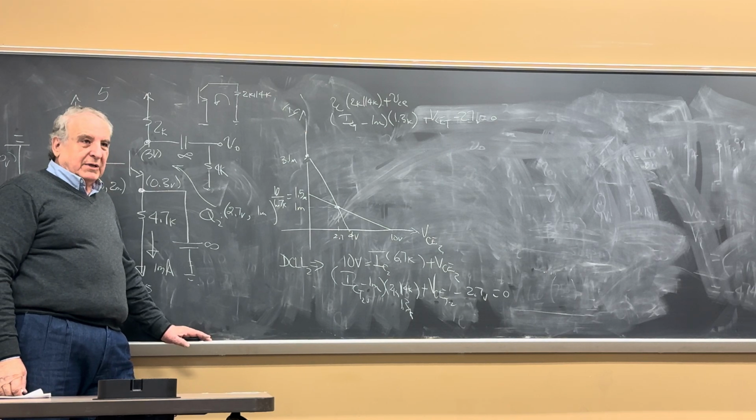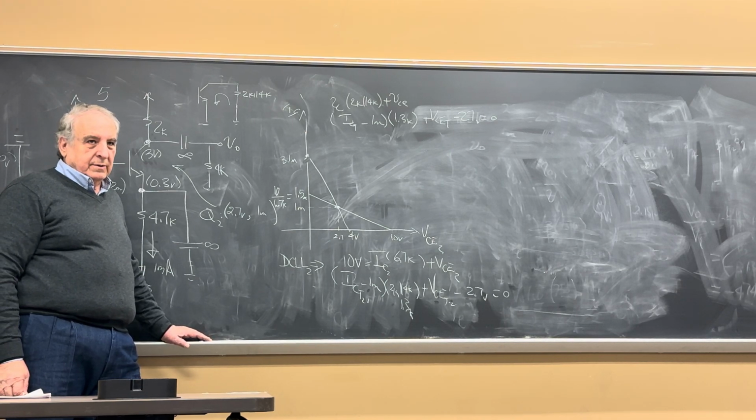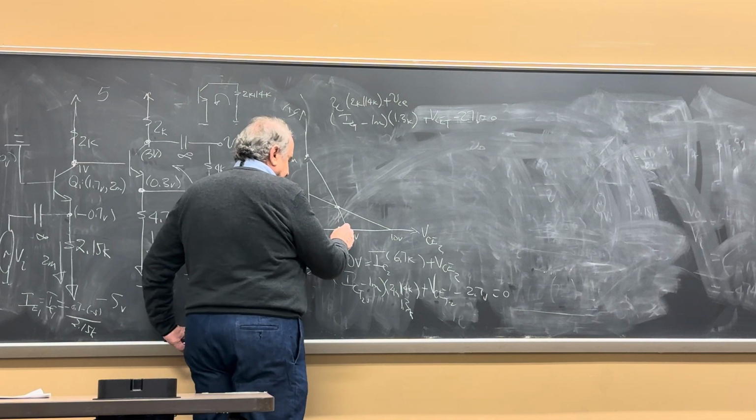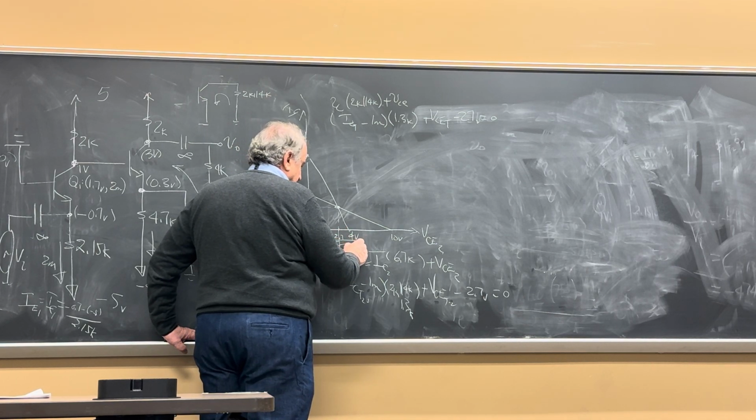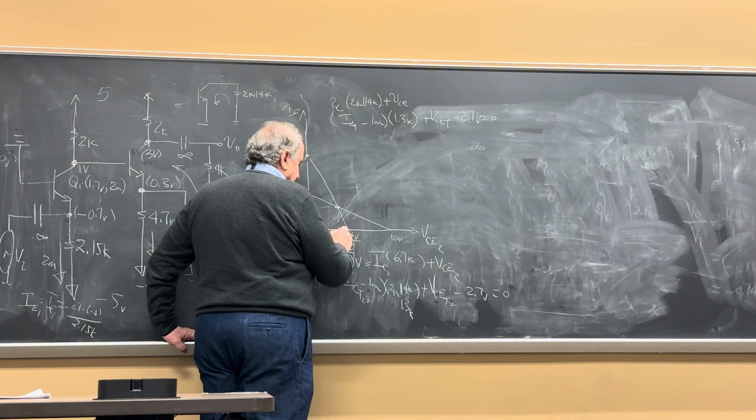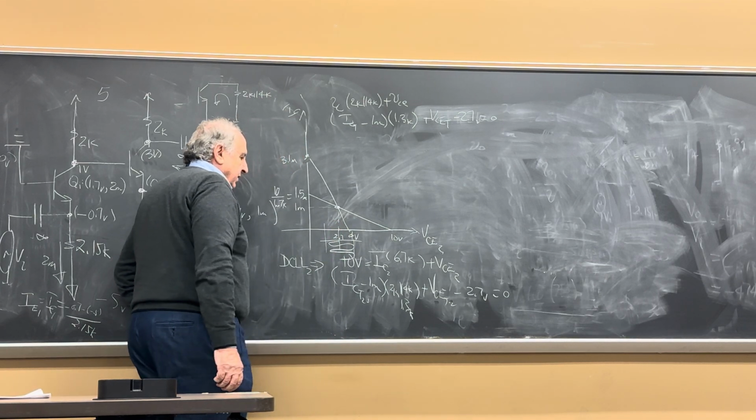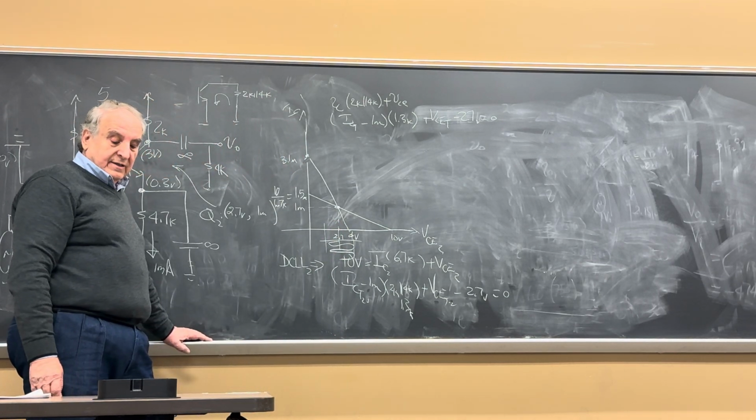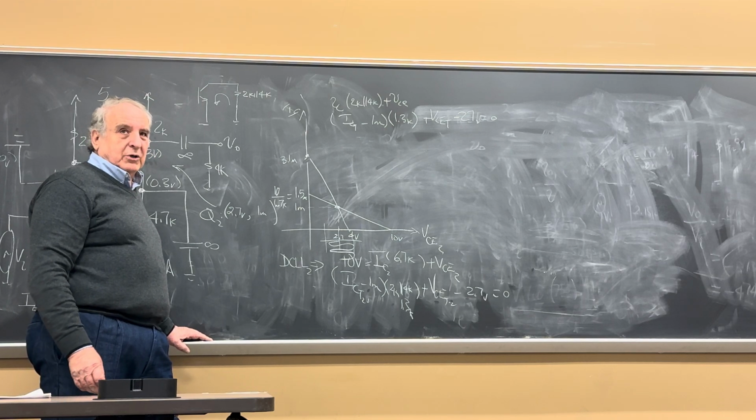So this can swing plus or minus 2.7 volt without clipping. If you overdrive it, it will clip, and this circuit is very easy to overdrive because it's very high gain.